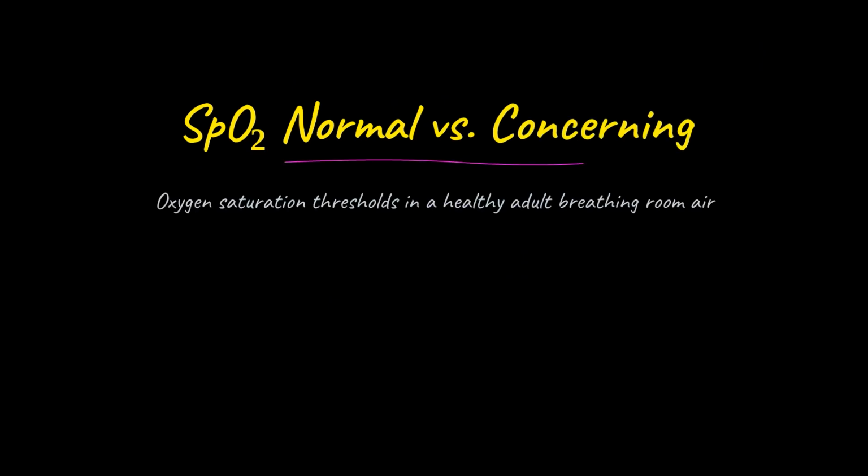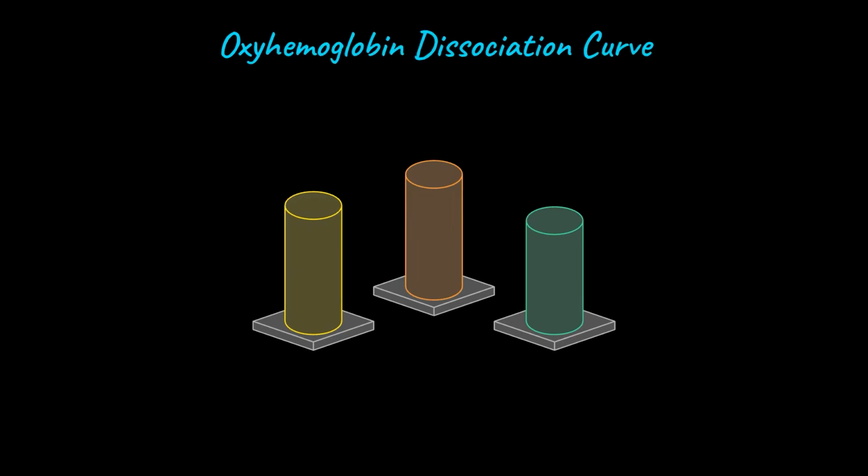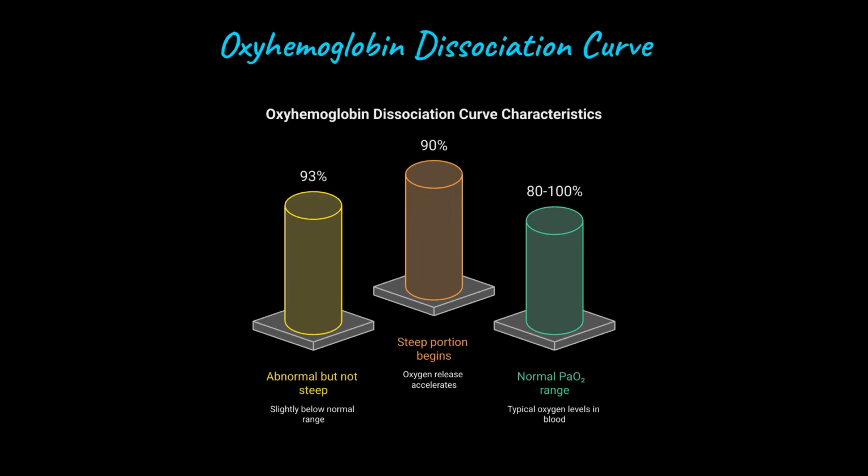In a healthy adult breathing room air, 95 to 100% is normal and requires no action. A reading of 93% falls below that cutoff and represents mild hypoxemia. Below 90%, the oxyhemoglobin dissociation curve becomes steeper, meaning small pressure drops cause large saturation drops. The oxyhemoglobin dissociation curve explains why 93% is concerning but not emergent.